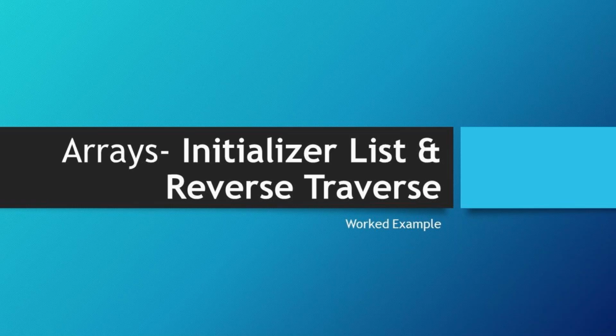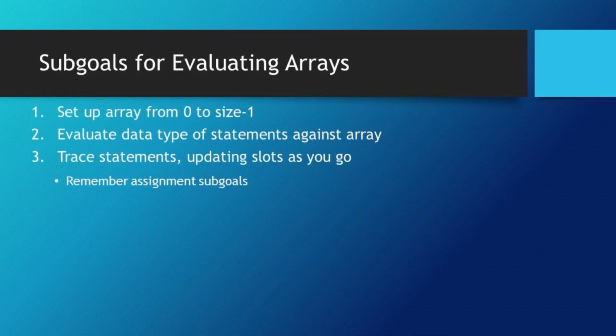In this video, we will continue discussing arrays by looking at an initializer list and a reverse traversal. Here are the subgoals for evaluating arrays. First, we set up the array from 0 to size - 1. Then, we evaluate the data type of statements against the array. Finally, we trace the statements, updating the slots as we go.